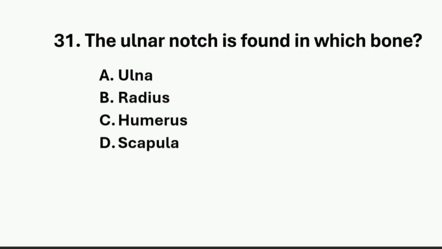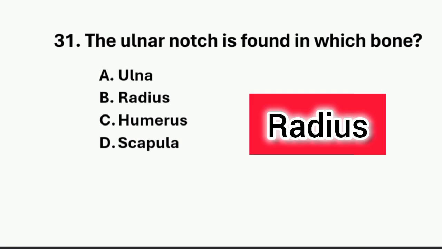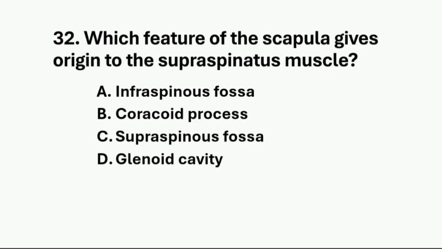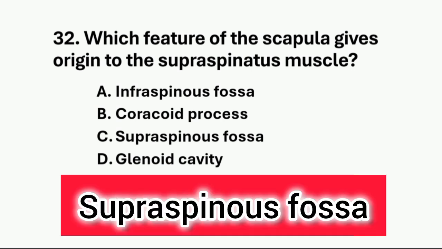The ulnar notch is found on which bone? Correct answer is option number B, radius. Which feature of the scapula gives origin to the supraspinatus muscle? Correct answer is option number C, supraspinous fossa.